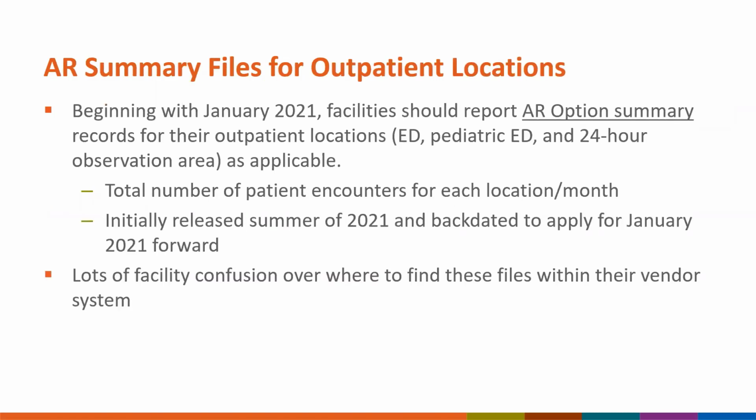Beginning with 2021, facilities should now report the AR option summary records, also known as the denominator data, for their outpatient locations, such as the emergency department, pediatric emergency department, and 24-hour observation area. These summary records will report the total numbers of patient encounters for each location and month. Please note, this feature was rolled out in the summer of 2021, but functionality was backdated to apply for all of 2021. Since this update, there has been a lot of confusion by the facilities as to where to find these files within the vendor system. Next slide, please.